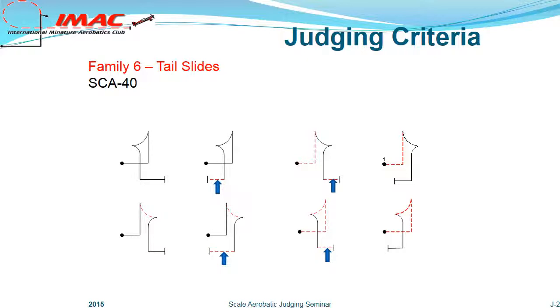There are two categories of tail slides, wheels down and wheels up. On Aresti drawings, wheels down figures are designated by a solid line. Wheels up are denoted by a dashed line. The top row of figures are all wheels down, while the bottom row are all wheels up.